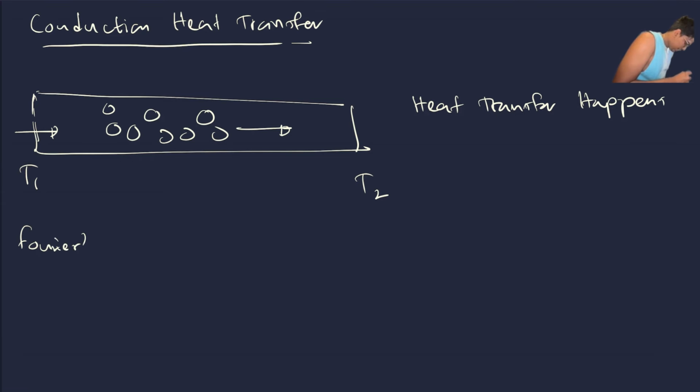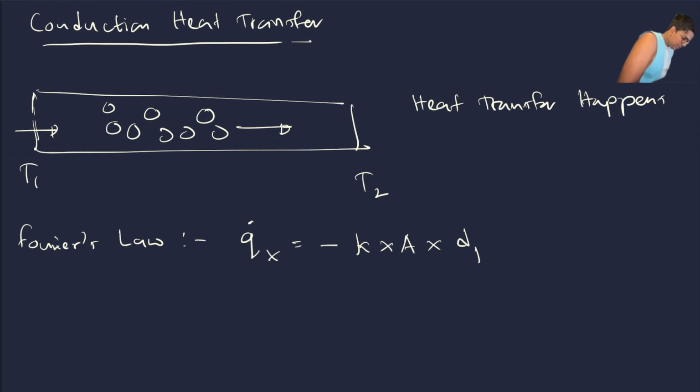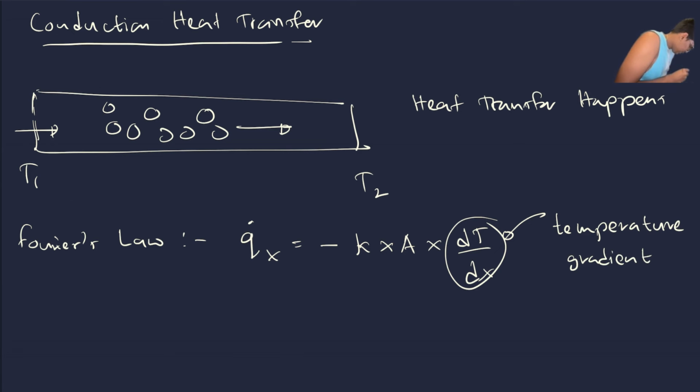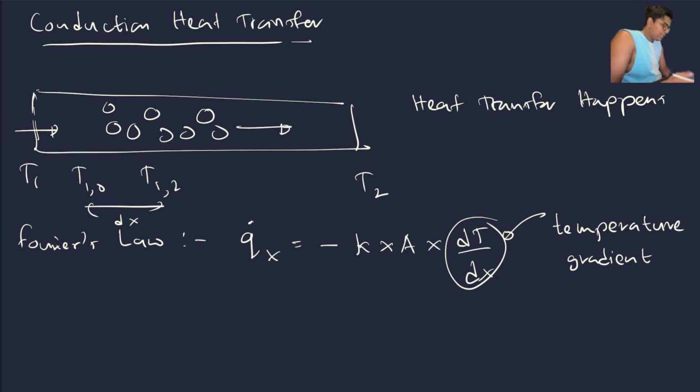We can define this heat transfer by using Fourier's law. Fourier's law states that Q dot X is equal to negative thermal conductivity times cross-sectional area times dT by dX. dT by dX is the temperature gradient. If you have T1 here, T2 here, and a distance dX, the gradient of temperature between these two points is called dT by dX, the temperature gradient. It is the temperature gradient that drives the heat transfer.